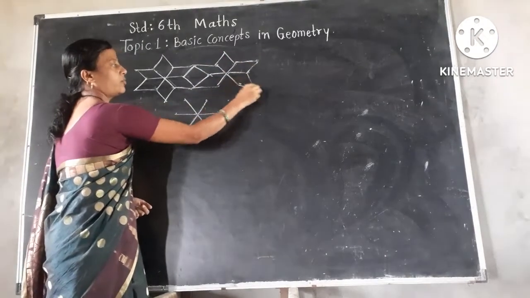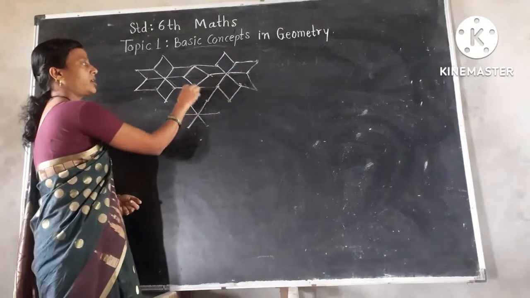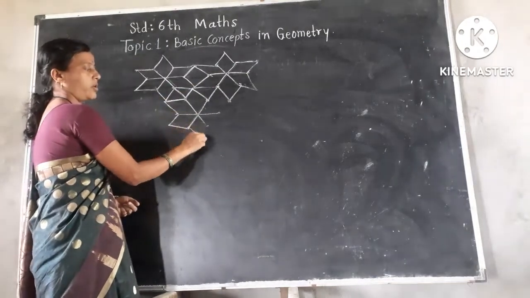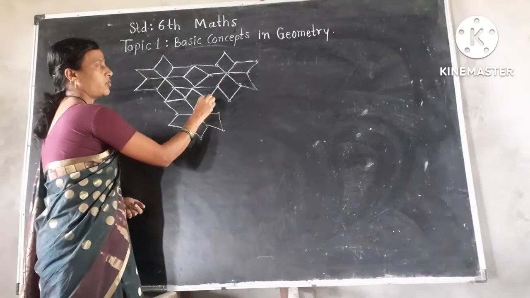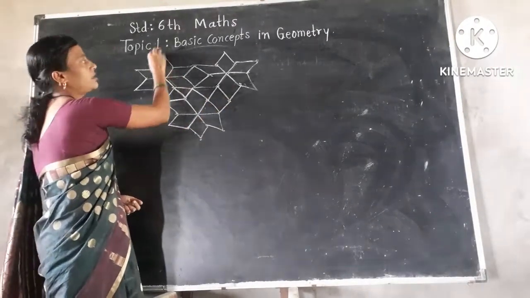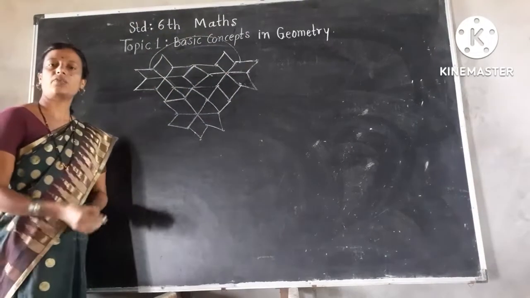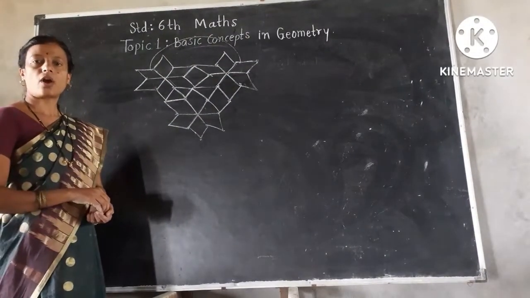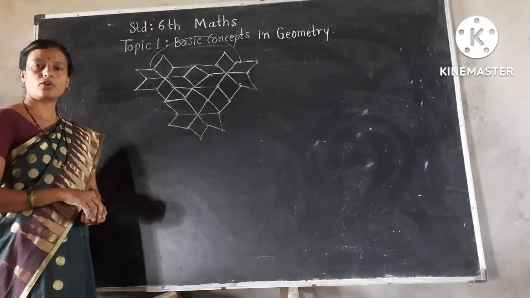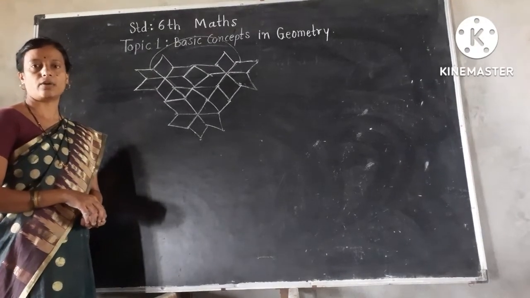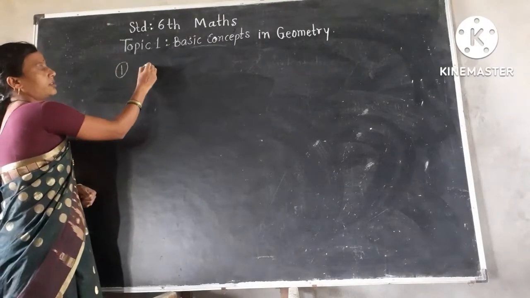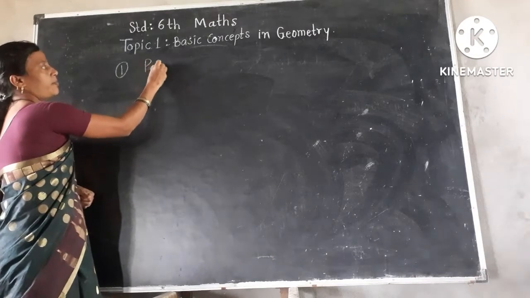In this way, we can draw a rangoli on a flat surface with the help of dots. We use a square shape, rectangle shape, or triangle shape to draw a rangoli. These dots are called points in our geometry. We first see the concept of points.